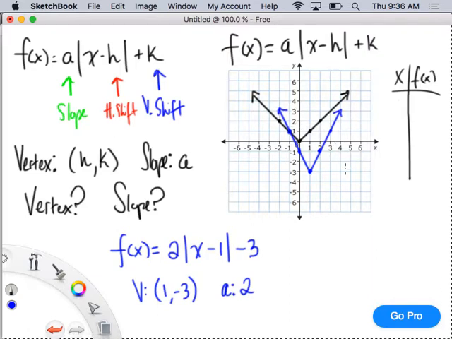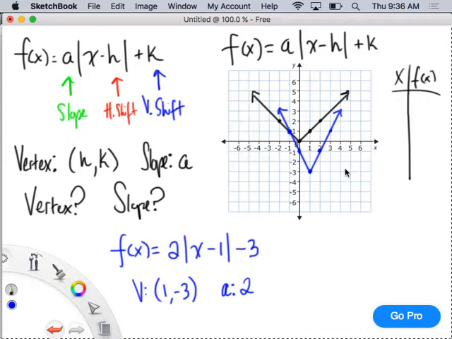You guys see how we did that? Did I even need the parent function? No, I didn't even need the parent function. All I had to do was ask, where's the vertex and what's the slope, and I'm done. Oh, see how excited I get about math, guys? All I have to do is find where's the vertex, what is the slope, and I'm good.